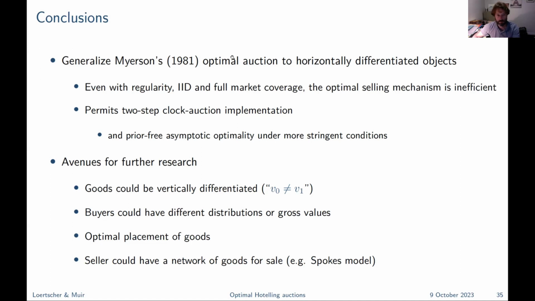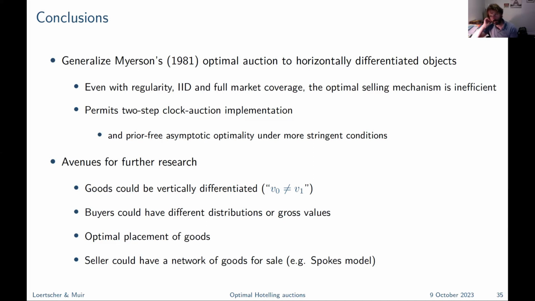Let me wrap up here on what we do. So this is a generalization of Myerson's optimal auction to horizontally differentiated objects. The qualification is that we assume IID, identical distributions, whereas his analysis does not. Even with regularity, IID and full market coverage, the optimal selling mechanism is inefficient, but it does permit the two-stage clock implementation, and under some more stringent conditions, we get asymptotic optimality.